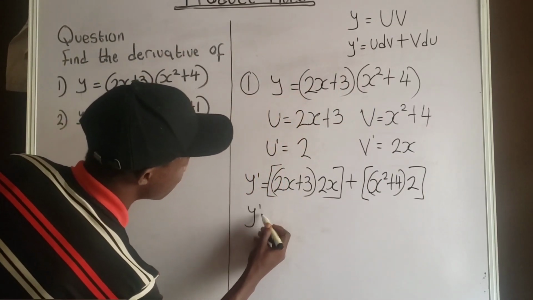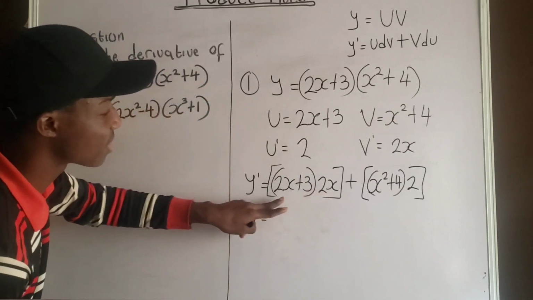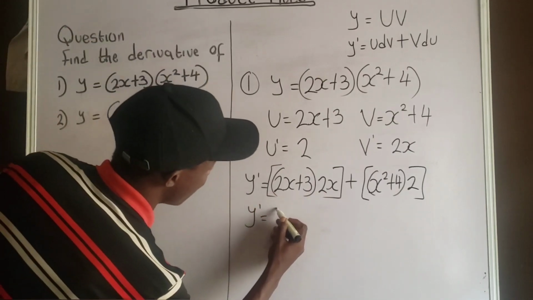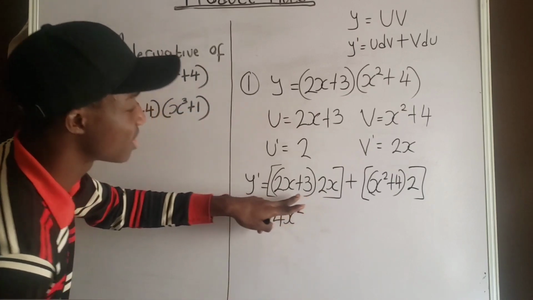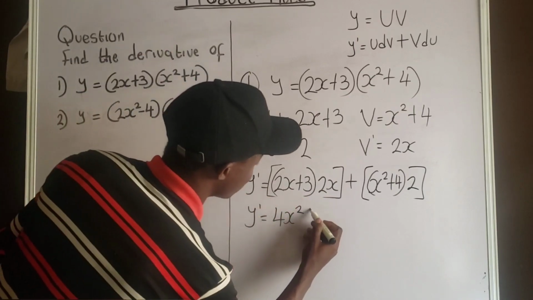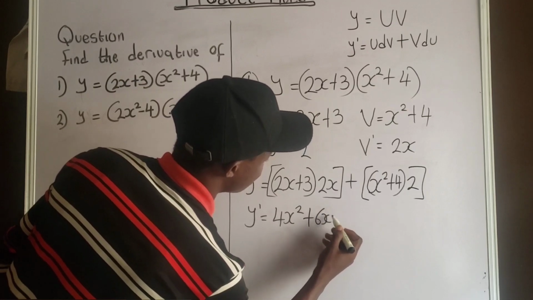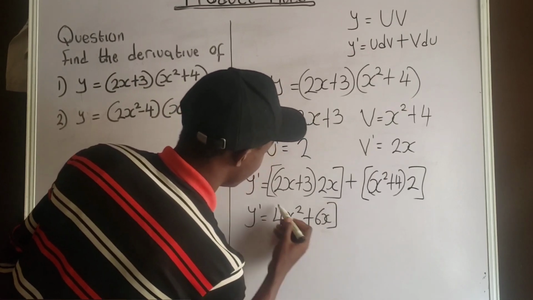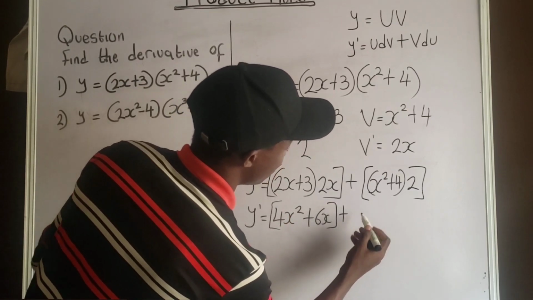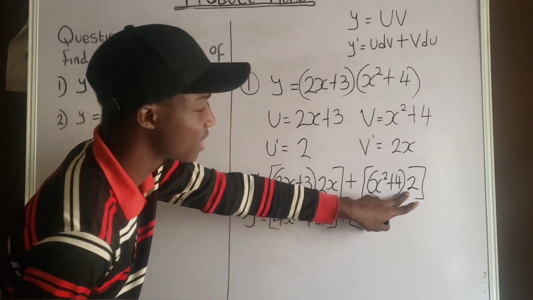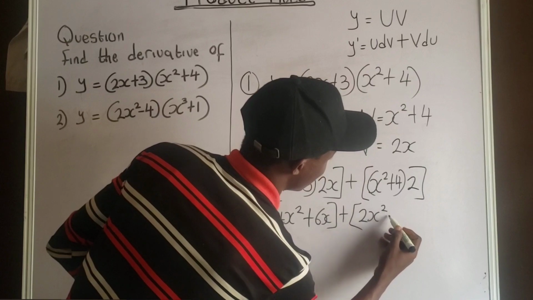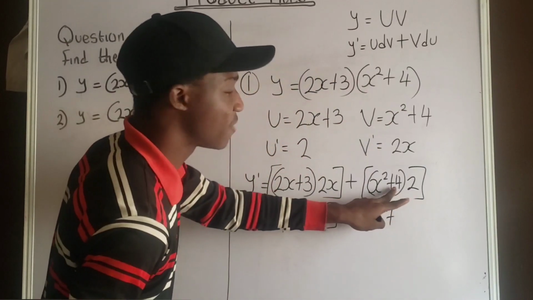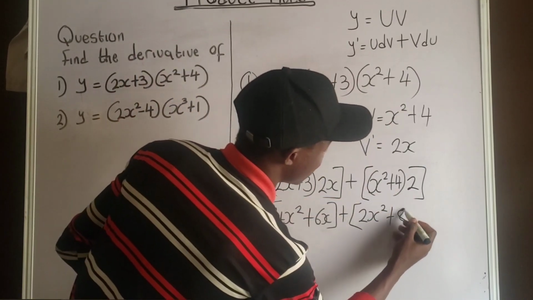So, I'm going to have the derivative of y is equals to 2x multiplied by 2x. That is 4x squared. 2x multiplied by 3. That is plus 6x. Put it in the bracket. Now let us open the bracket. 2 multiplied by x squared, that is 2x squared, plus 2 multiplied by 4, that is 8.